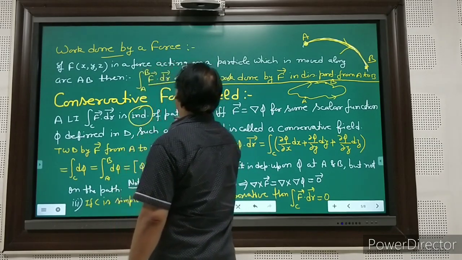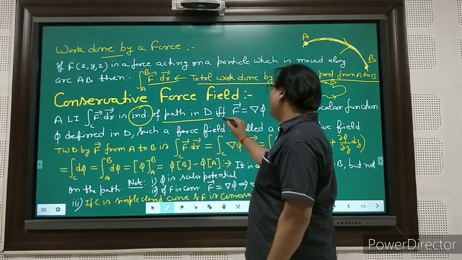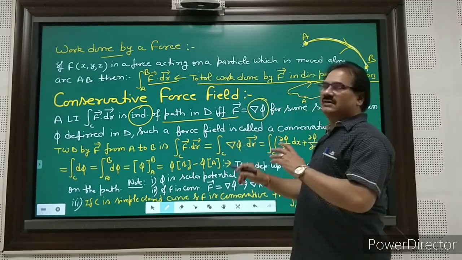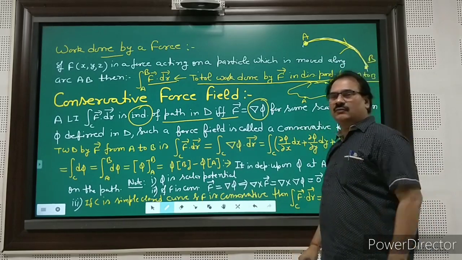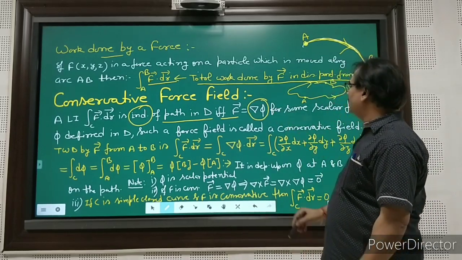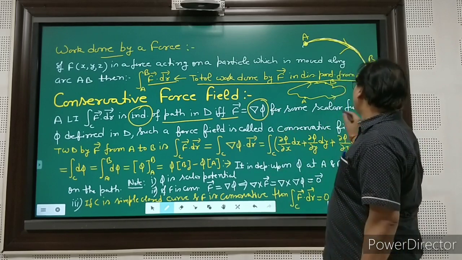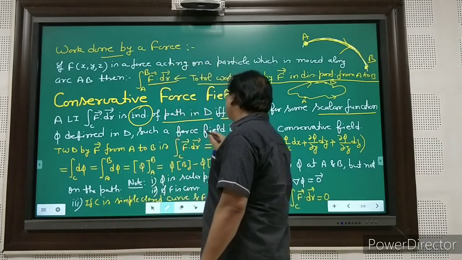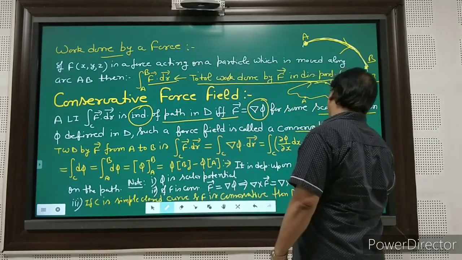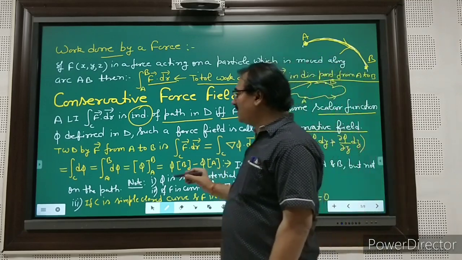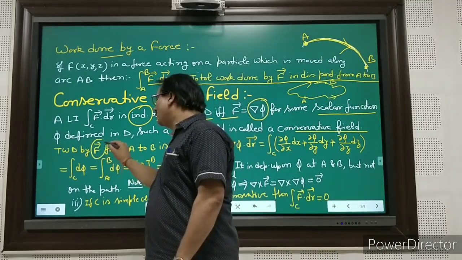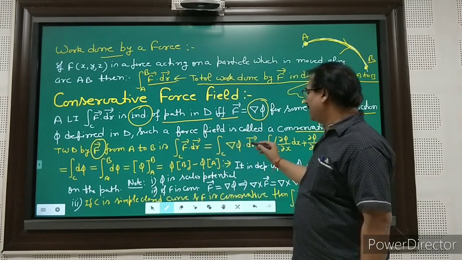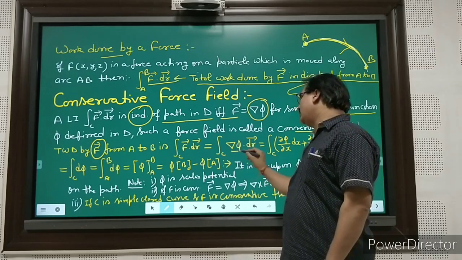This is independent of path in the domain D if and only if vector F is equal to del phi. This del is the vector point function, and in vector calculus you are familiar with this del. Del phi, for some scalar function phi defined in the domain D, such a force field is called a conservative field. It means the total work done by force F from A to B is denoted by this, and this may be written like this. In this case, del phi dot dr.